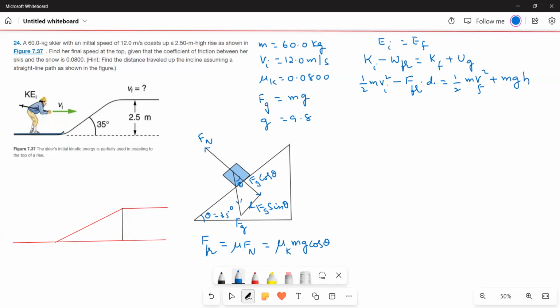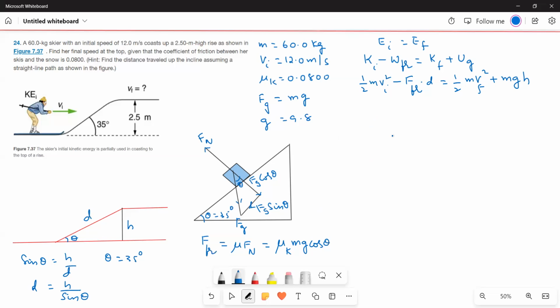Now I have to find out d. D is also not known to me, and I will find it from the geometry of the figure. Again, this is theta, this is h, and this is d. Therefore, sine theta is equal to h by d, or d is equal to h by sine theta. Obviously theta is equal to 35 degrees.